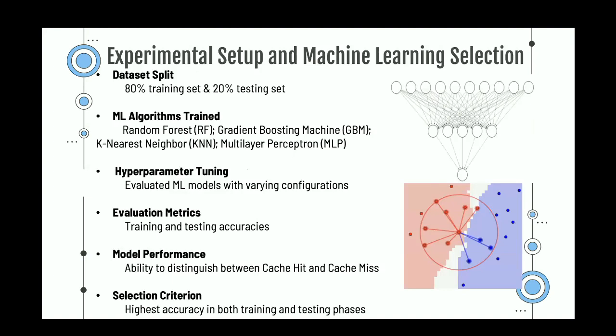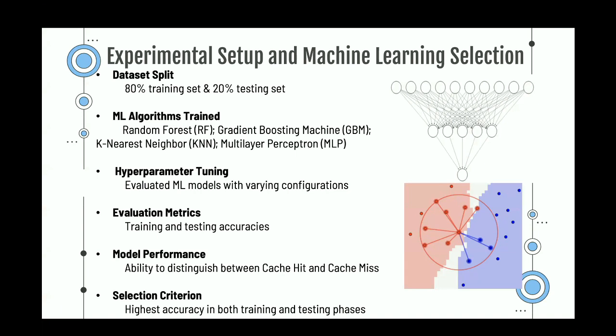We have labels, and we selected different machine learning algorithms like random forest, gradient boosting machine, k-nearest neighbor, and multi-layer perceptron. We split the data into an 80-20 ratio, which is the general way of splitting data in machine learning processes. And we did some hyperparameter tuning. Mostly, the KNN and MLP were performing better than the others, so we mainly focused on KNN and MLP.